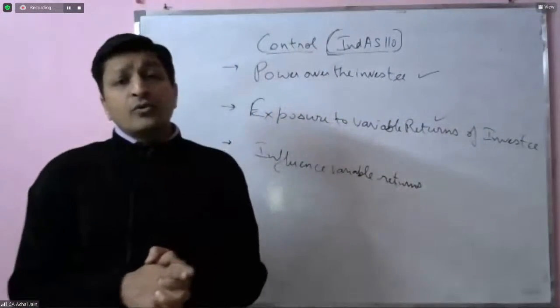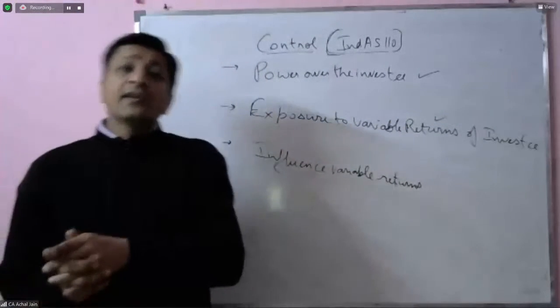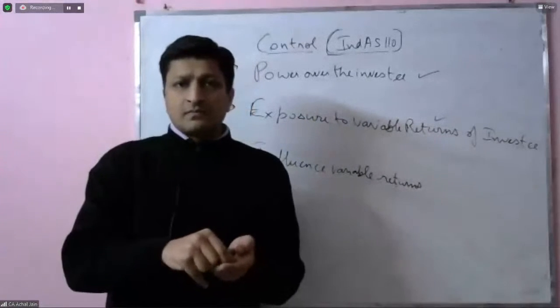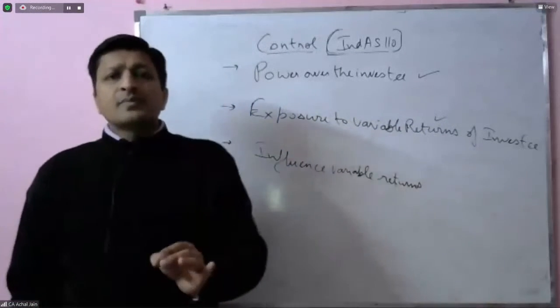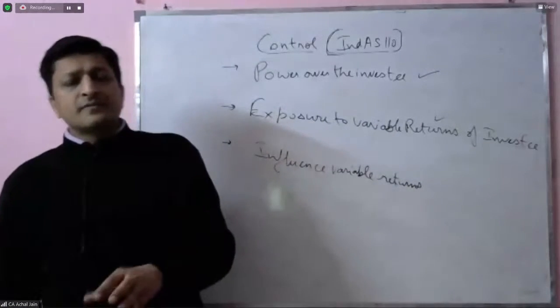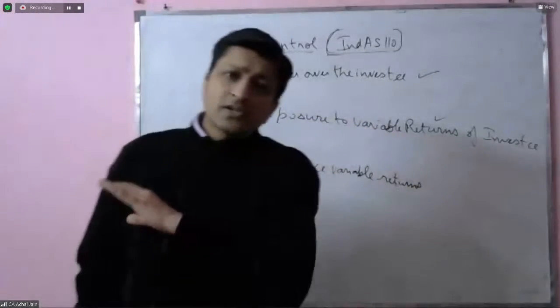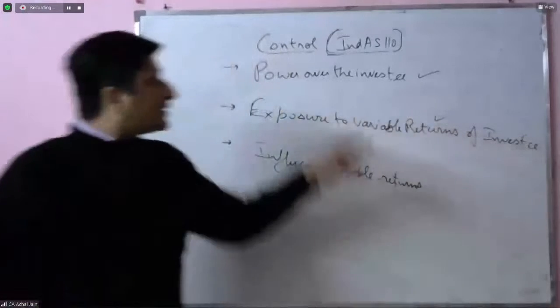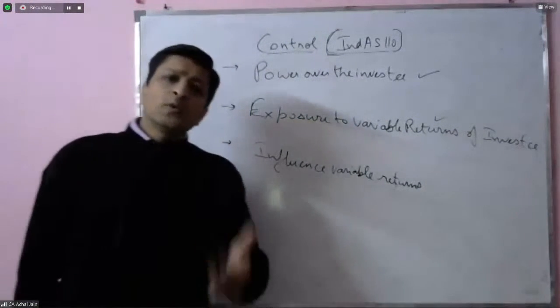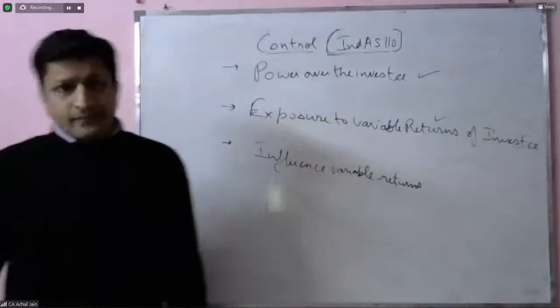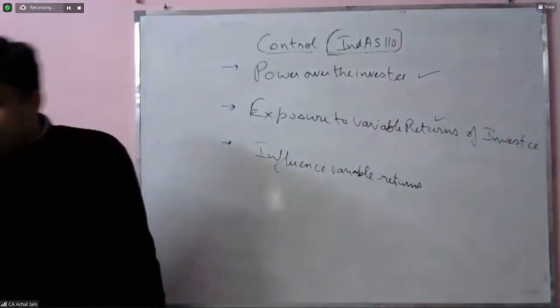But when we move to Ind AS 110, we will start assessing this. Clear? So for the time being, for the purposes of our discussion of Ind AS 103, we will just keep assuming that yes, this control is established. Otherwise, we will not be able to do Ind AS 103 accounting. Okay, clear?